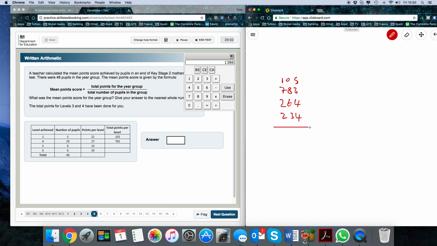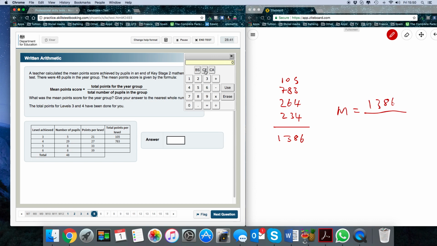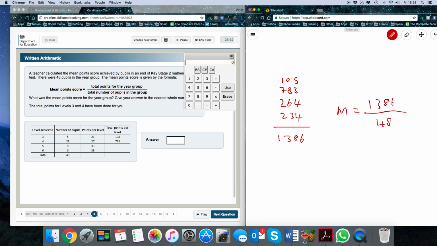Okay, so 1386. So if we look at the formula, I'm just going to do an M for mean. The formula says total number of pupils in the group is on the bottom, total points for the year group on the top. Well, that's the number that I just got. So that's the total number of points. Total number of pupils, we can do a separate calculation. No, we don't need to. I've just looked at the table. They've done that bit for us on this occasion. Sometimes they'll do that, sometimes they won't.